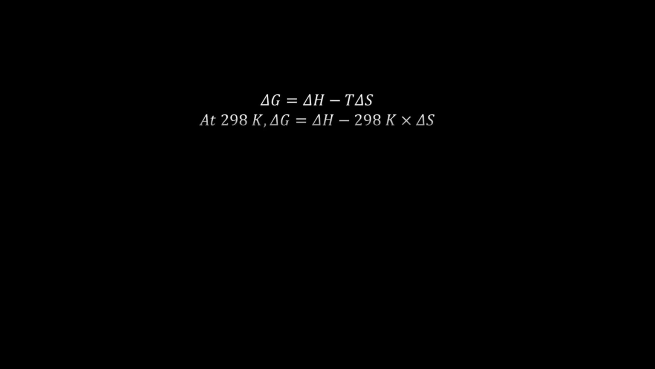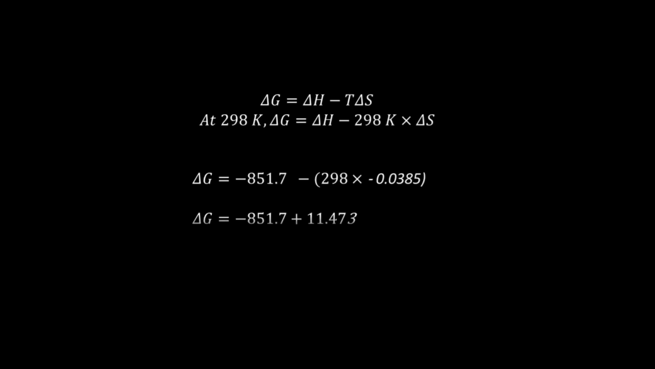And to know the actual energy that is released during the thermite reaction, we have to find delta G. Delta G is equal to delta H minus T delta S. By doing that, we will get the final answer of delta G equal to minus 840 kilojoule per mole, approximately. That is the actual energy that is released during the reaction.